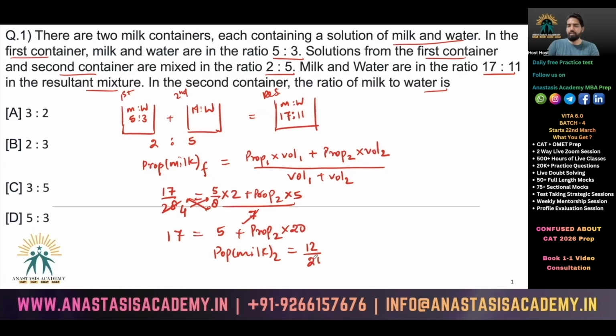You can cancel it out by 4, so it becomes 3 upon 5. We can see the total solution is 5 units, and out of these 5 units, milk is 3 parts, right? So I can say in the second solution, milk and water would be in the ratio 3:2. So the correct answer to this question is option A.